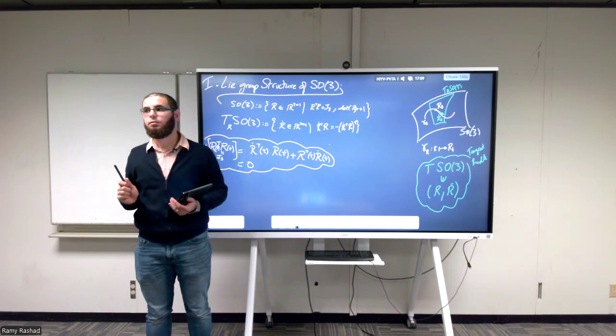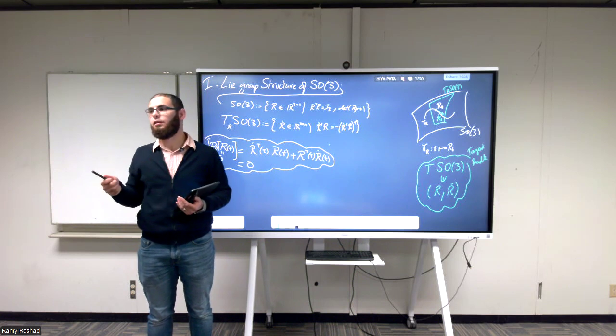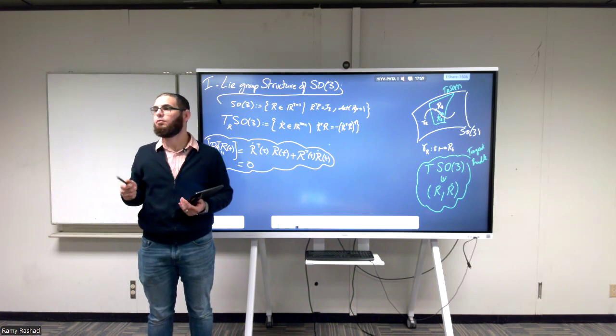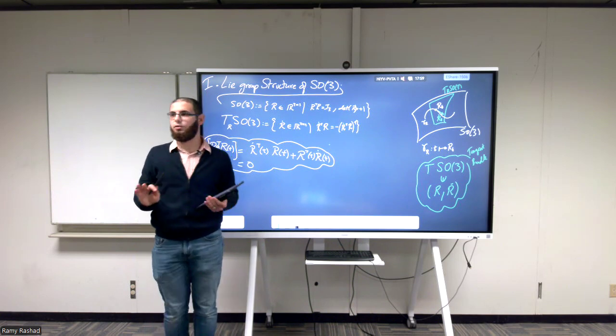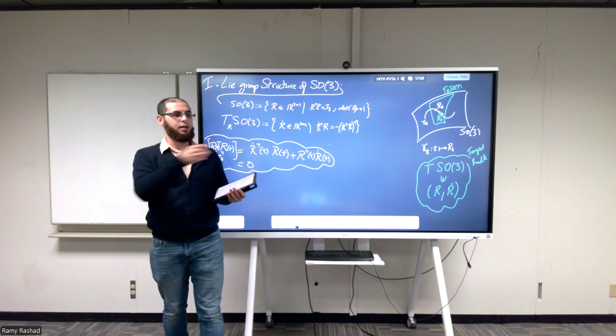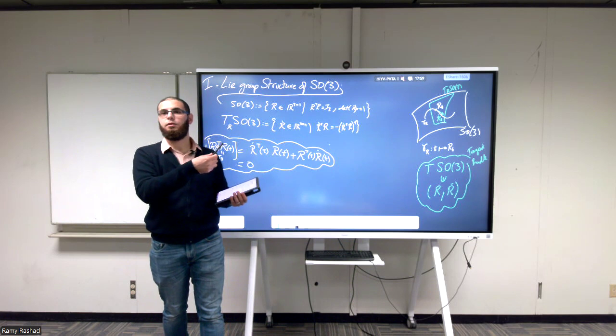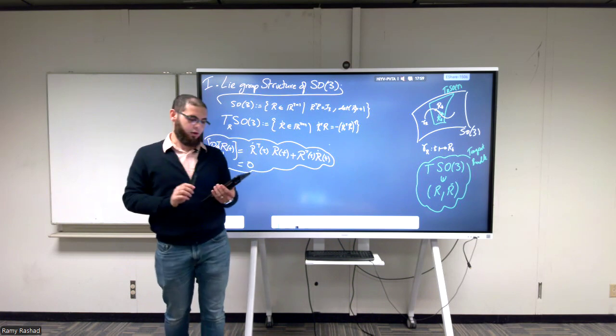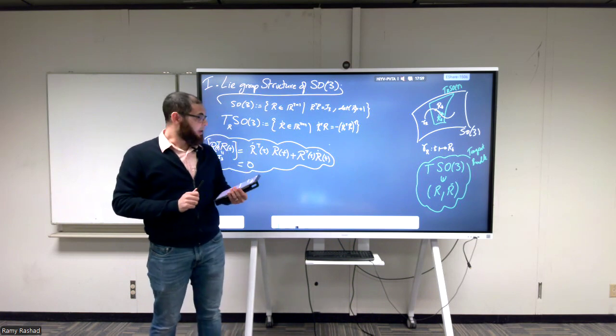Can you get R by integrating? But what is integration? Very big question. Later on, we're going to talk about it. Of course, you know what integration is, but what is integration on a manifold? A big question. Later on, we're going to look at it.